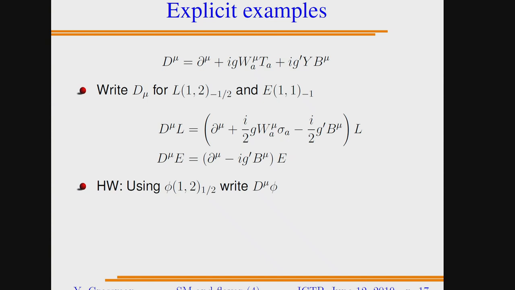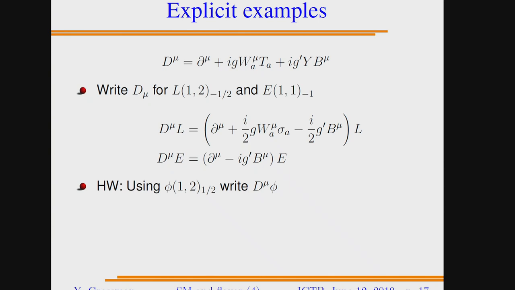Now I do the same for the E, and for the E, it's a singlet of SU2. Since in a singlet of SU2, instead of the T, I have zero, so you see there's nothing there. And instead of the Y, I have minus one, and you see that I have minus one, okay? So now, let's do this exercise.